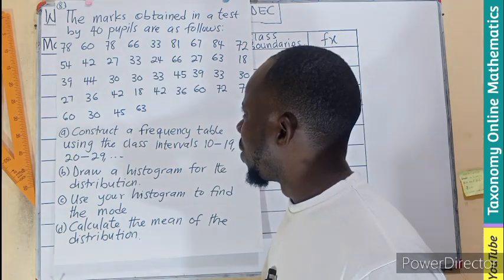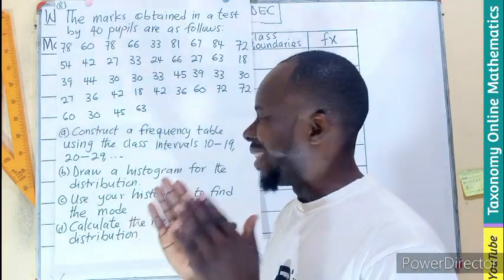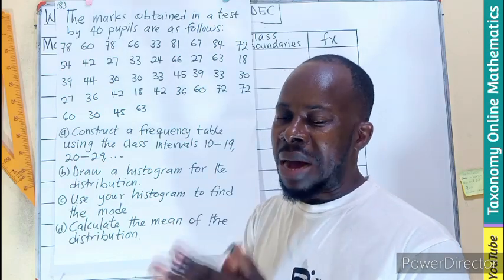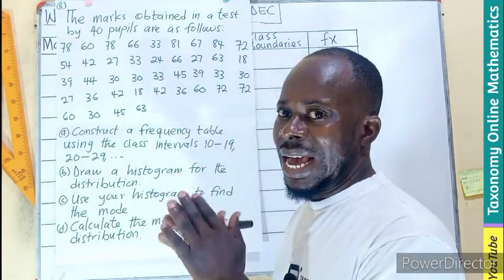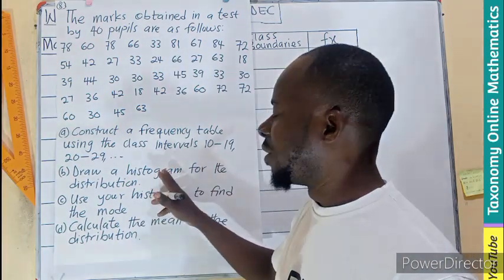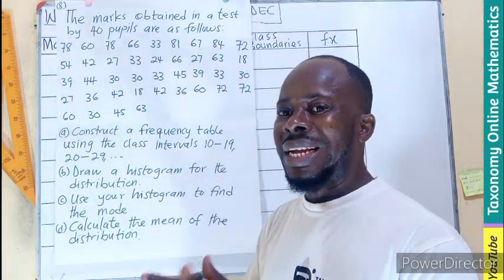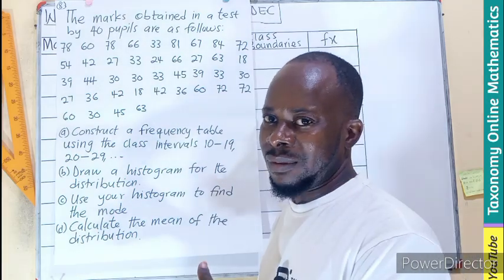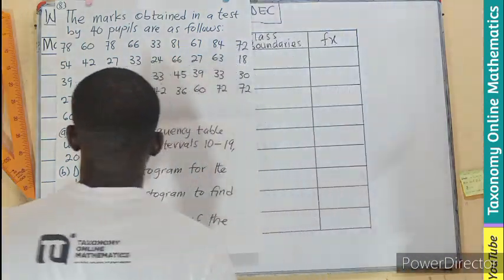All right. Now, in doing this, the table comprises the marks, the tally, the frequency, then the class boundary because of the histogram, but because of the mean, we need to also find the midpoint and the fx. So let's put all this into perspective.